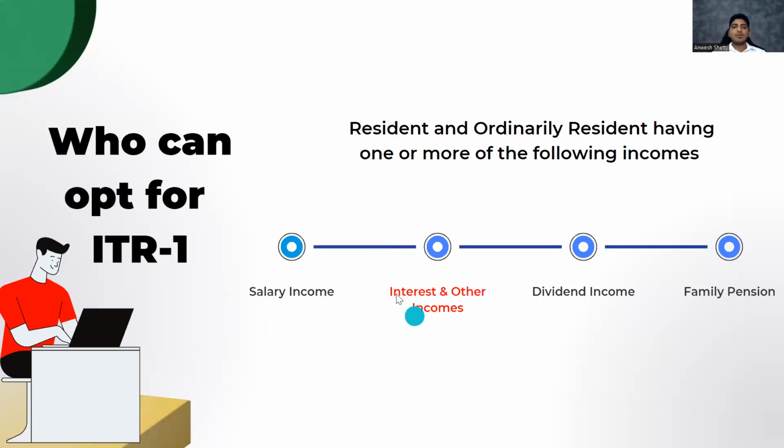So for me to file ITR1, I have to majorly have salary income or interest income or dividend income or family pension. So normally for all the salaried class, ITR1 will be applicable. But if you're also dealing with certain business, if you have some side business, or if you're having, let us say, some capital gains, then ITR1 is not for you. Moving on to the next slide.